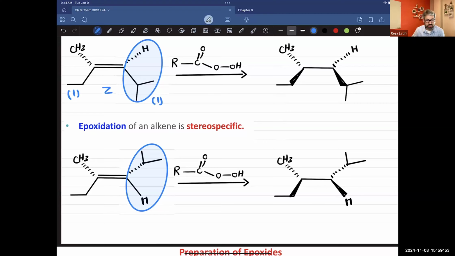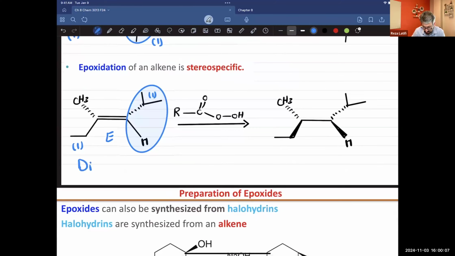It will be Z. And here, this one is facing toward us, and this one will be far from it. So these two will be E. And what's the relationship between them? They will be diastereomers.